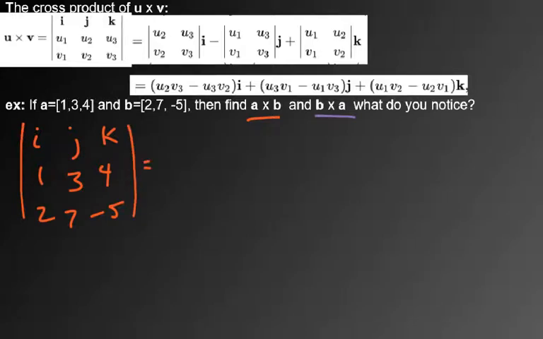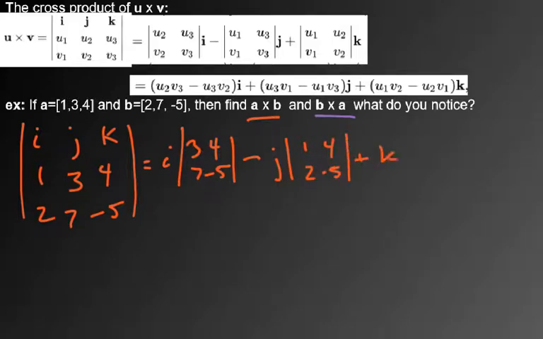So again, I'm going to block these rows and columns out, and I'm going to scale this resulting determinant by i. So we've got i hat times the determinant of 3, 4, 7, negative 5. Then we've got a minus j times the determinant of 1, 4, 2, negative 5. Then we add to it k. Should probably put little hats on these. K times the determinant of 1, 3, 2, 7.